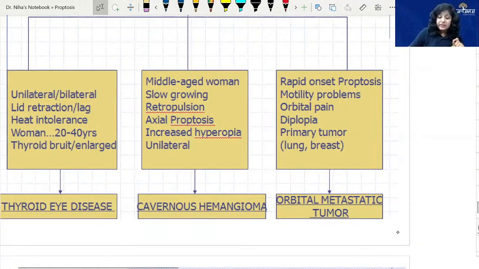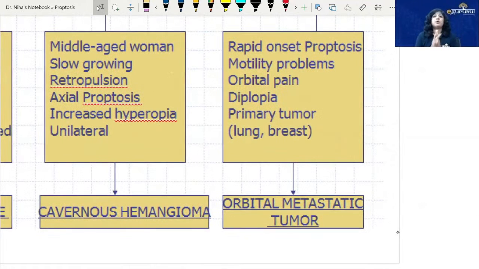Then another important thing is if I am having a rapid onset proptosis along with the motility defects also, but I'm not getting any history of thyroid, I'm not getting any history of trauma, I am not getting any other signs of fistula, but we have pain, we have diplopia, and somewhere I have some evidence of primary tumors, mostly lung tumor in the males and the breast tumors in females. What you have to think is the metastatic tumors.